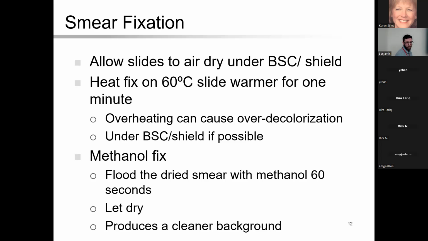Methanol fix is another method where you apply your specimen to the slide, then dunk it in methanol and let that air dry. And that does actually preserve some of the cellular material we're looking for, like white blood cells.